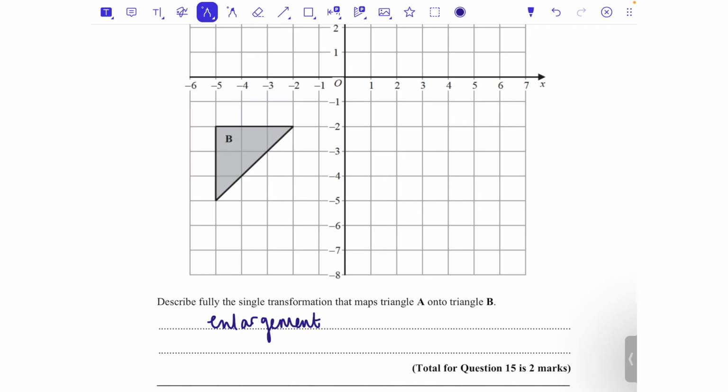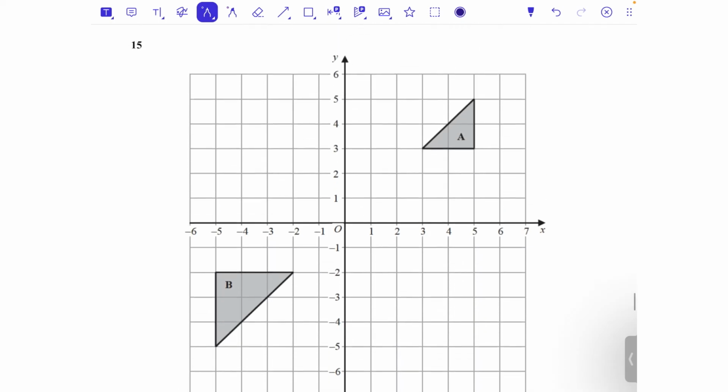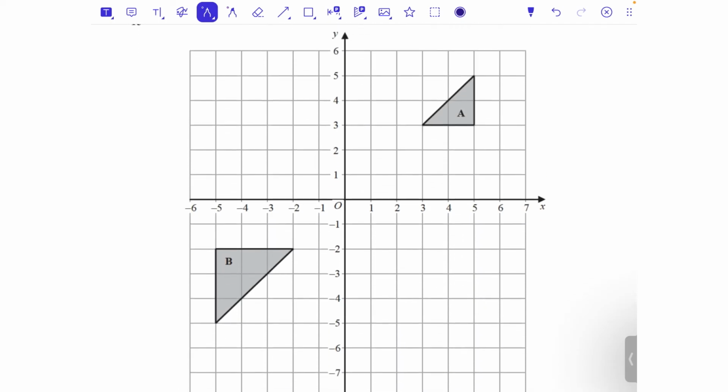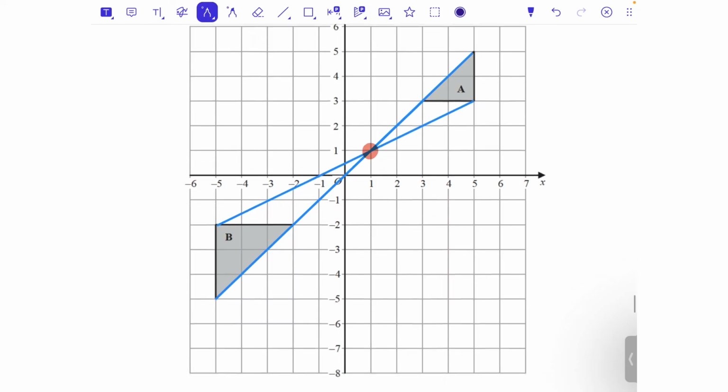With an enlargement, we need a scale factor and we need a centre. So scale factor and a centre of enlargement. Firstly, let's have a look at the scale factor. And I'm going to draw some lines in here as well. So you might find this helpful to find the centre. We're going to match up the corresponding points. So that point corresponds to that point. This point over here corresponds to this point over here. And this point up here corresponds to this point down here. And you can see that they are meeting at this point here. So that is going to be my centre of enlargement.